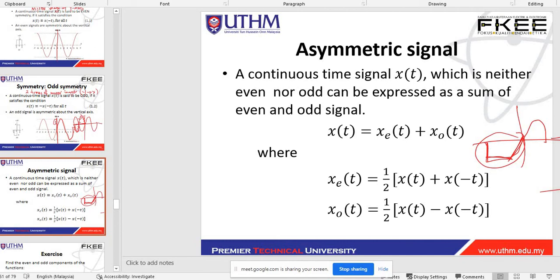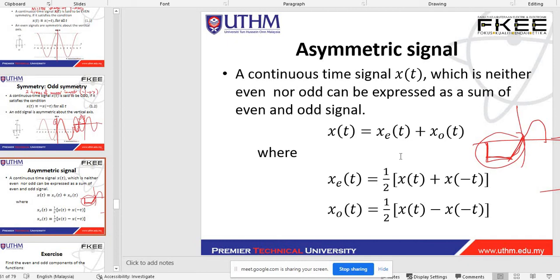Then the three equations here you must remember are quite important. x(t) equal to x even plus x odd, and then x even equal to x(t) plus x(-t), divided by 2. And x odd is x(t) minus x(-t), divided by 2. So these three equations you must remember, because in the exam there is quite a famous question to ask.